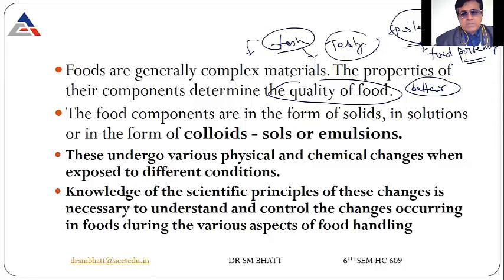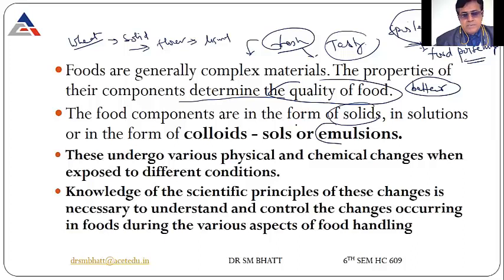So, food is generally complex material. Property of their component determine the quality of food, and food components are in various forms. For example, wheat is solid or liquid? Solid. Flour is solid or liquid? Solid. First, they are solid, but if you are adding the water, they will be liquid. And if you are adding more water, then they will be the emulsion. Right? So, if you are making the bread, again they will be solid. So, food components are in various forms. They may be solid, they may be in the solution.